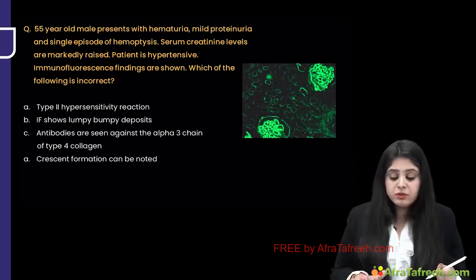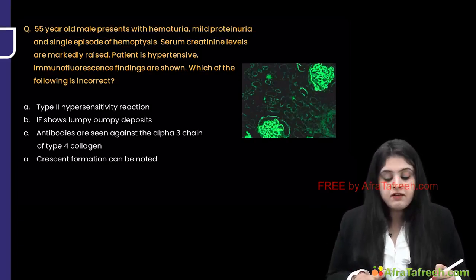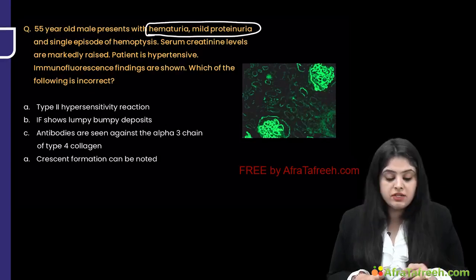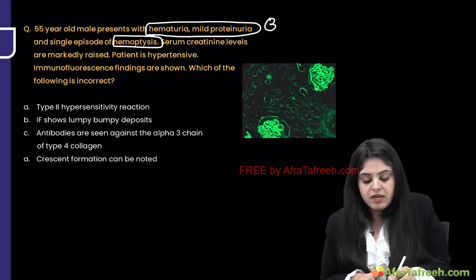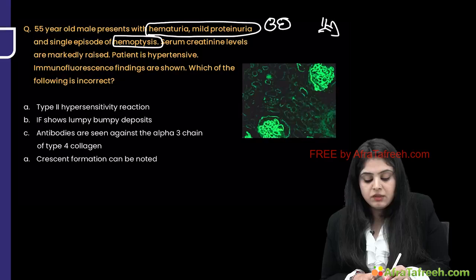I've got you more questions because I want you to be familiar with all patterns of questions here. A 55-year-old male patient, again the same thing. Hematuria and mild proteinuria means you are in nephritic range. With hemoptysis means there are two organs affected. Hematuria, mild proteinuria tells you kidney nephritic syndrome, and the lungs are also affected.